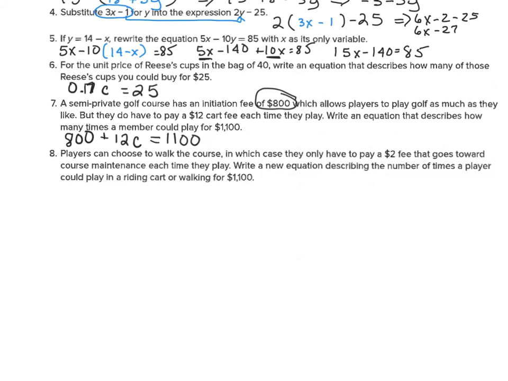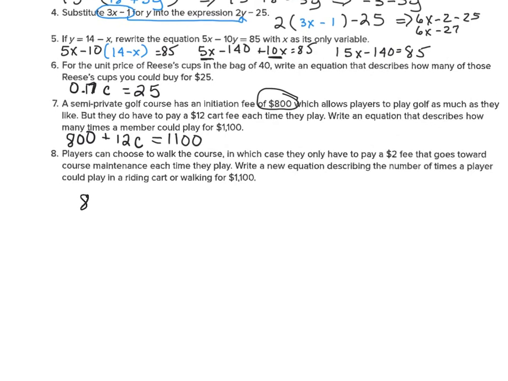Players can choose to walk the course, in which case they only have to pay a $2 fee that goes towards course maintenance each time that they play. Write a new equation describing the number of times a player could play in a riding cart or walking for $1,100. Okay, let's get our cart situation. Okay, and if they walked, that'll be 2 times W. Let's let W stand for walking, equals 1,100.